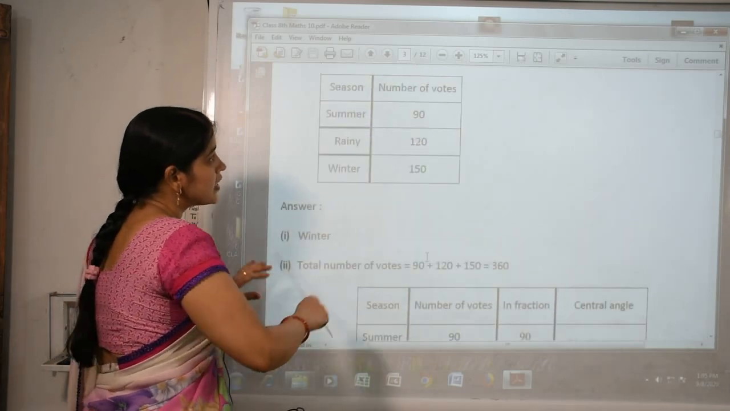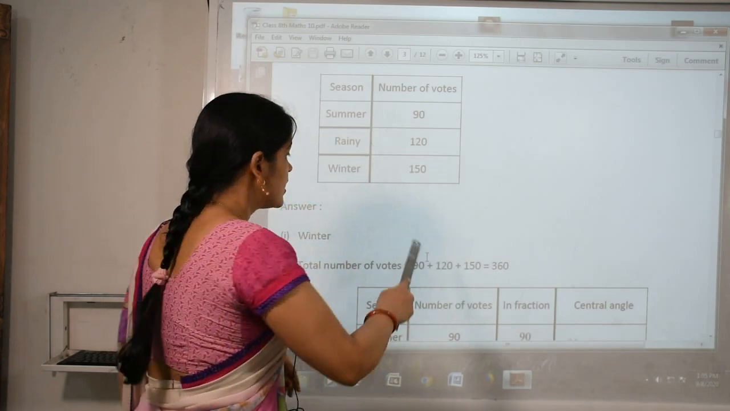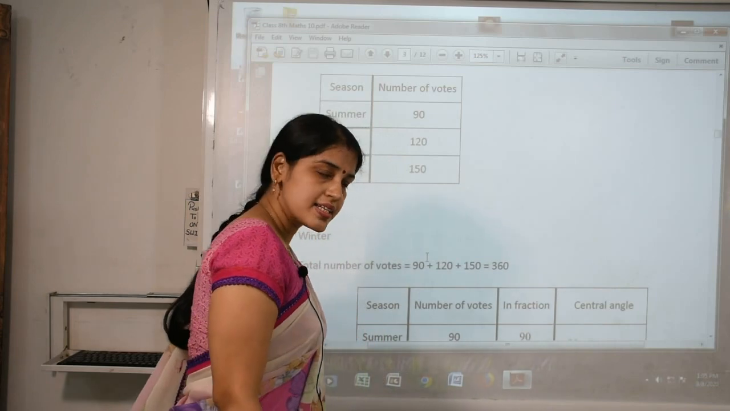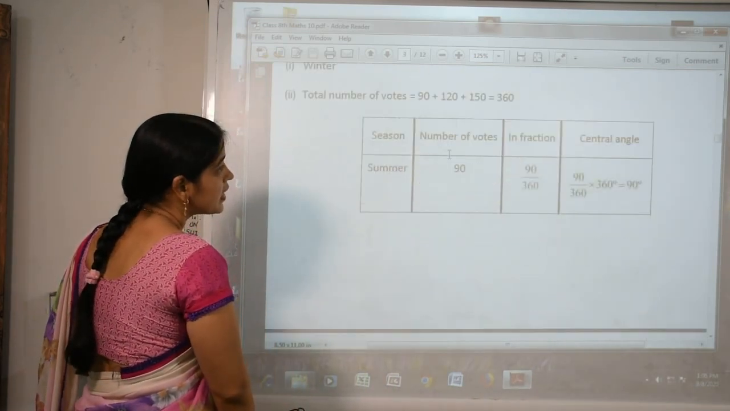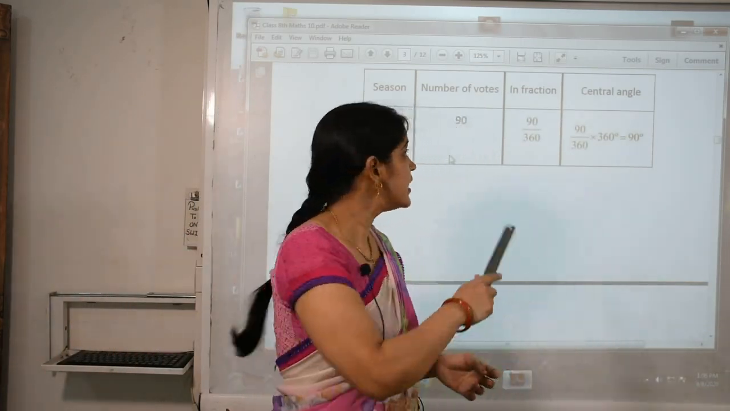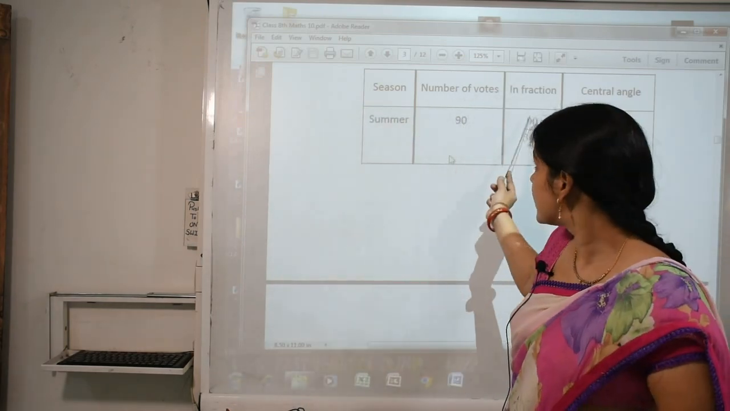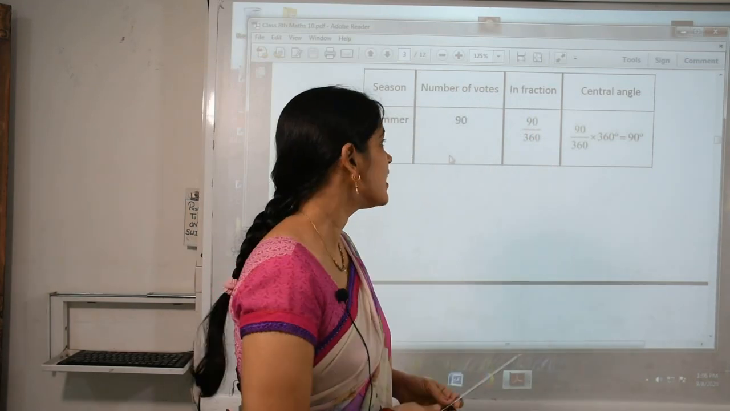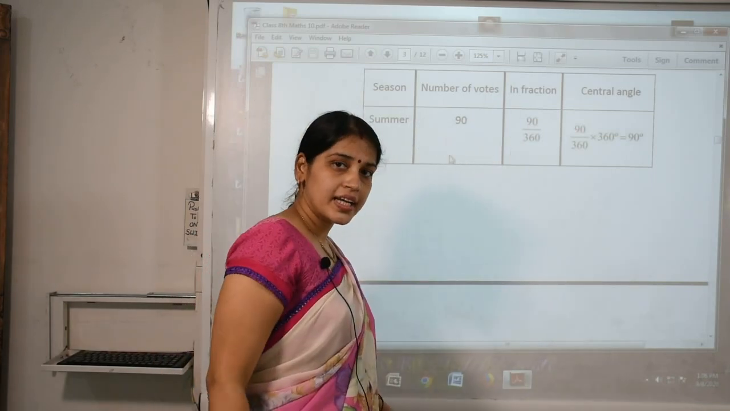Okay. So first we find here total number of votes are not given. So first we find its total. So 90 plus 120 plus 150, it is 360. So total number of votes are 360. Now we prepare a table. In table we take here 4 parts. First part it is season, second part number of votes, third part fraction, and fourth one is our central angle. So summer season number of votes are 90.